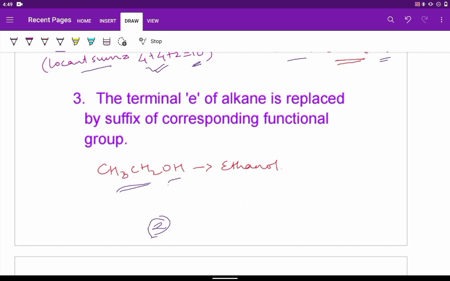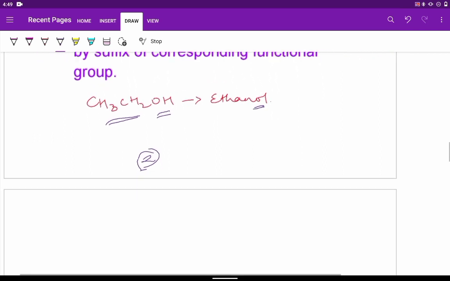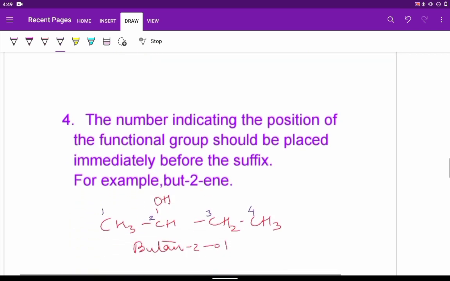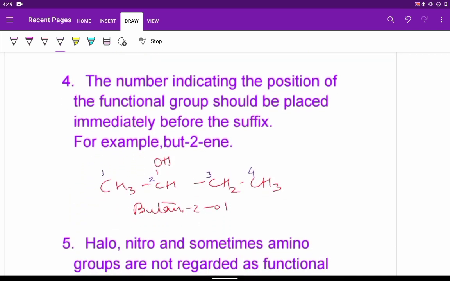Now what is the functional group? OH. When functional group OH is there, we should add the suffix ol. So we remove e from ethane and add ol to get ethanol. Next, the number indicating the position of the functional group should be placed immediately before the suffix, like but-2-yne.